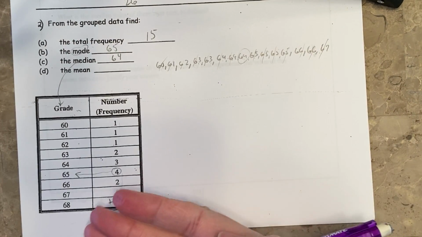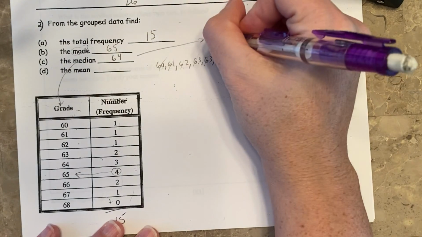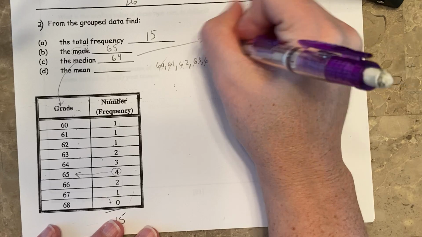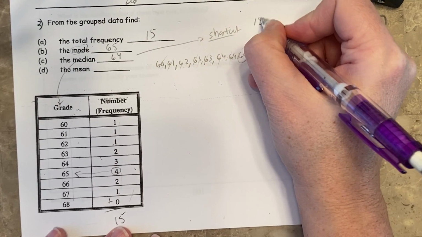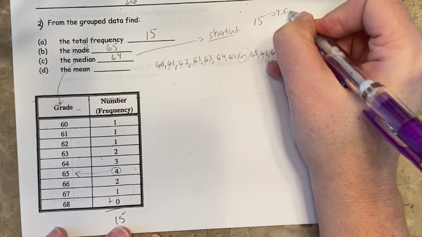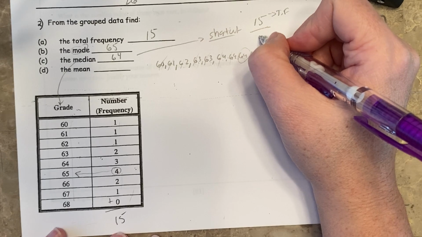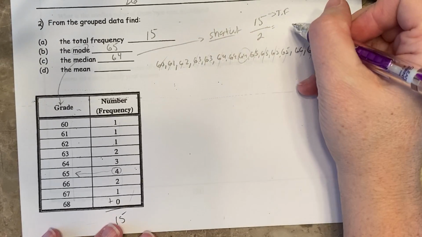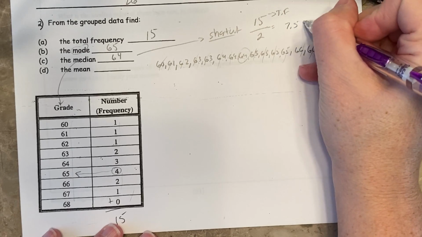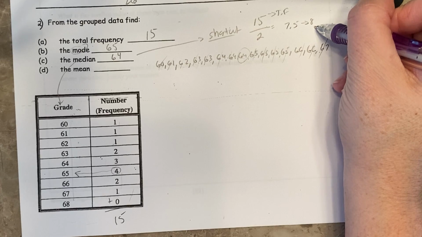Okay, but again, what happens if there's like 100 numbers? No one's going to sit here and write out 100 numbers. So to do our shortcut, which is so much easier, and they're in numerical order, so we're good to go. You take your total frequency and divide it by 2, because median is like halfway, and half is 7.5. Again, you're rounding because you can't have half of a person. So you can start counting until you get up to 8.